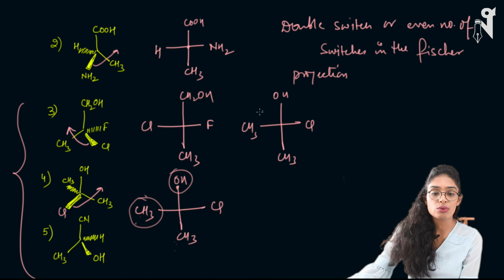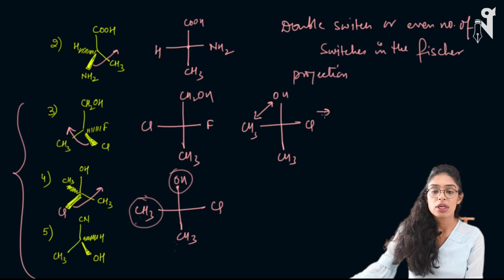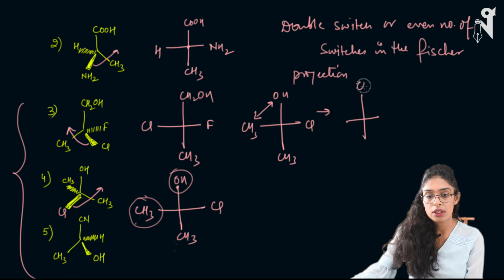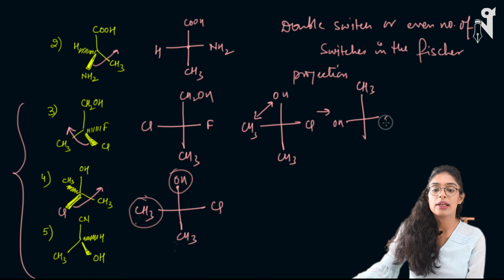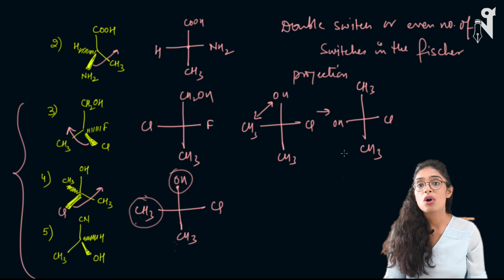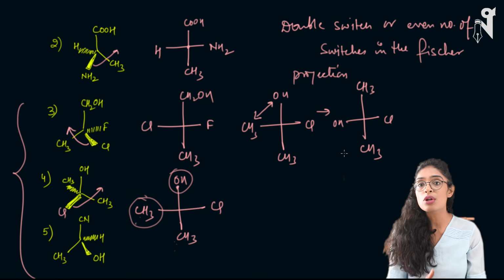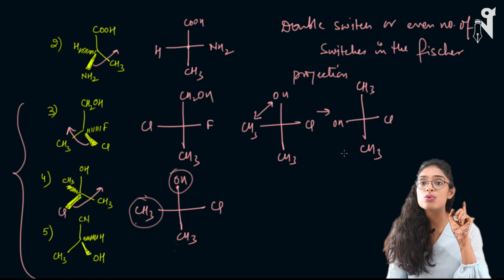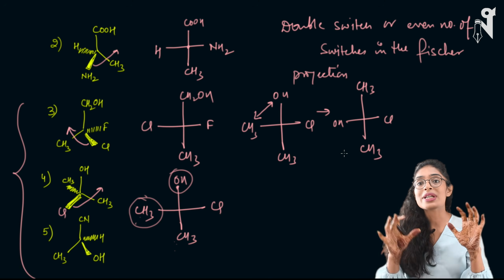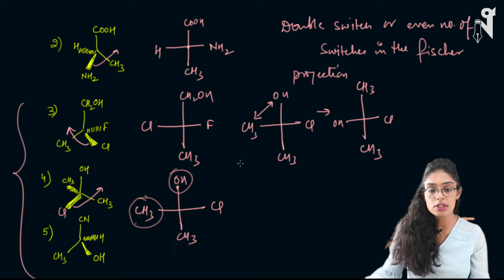So what will I do? One switch is I can switch the position of OH and CH3 with each other. This is one single switch. If I do the single switch, the molecule will become CH3, OH, Cl, and CH3. But this is a single switch. It's like a 90-degree rotation, or a movement of 90 degrees. So this will change the configuration of the molecule, and make it a different isomer altogether. So as I mentioned, we can do a double switch, or an even number of switches, to retain the configuration. I have done one switch right now. This is the first switch.